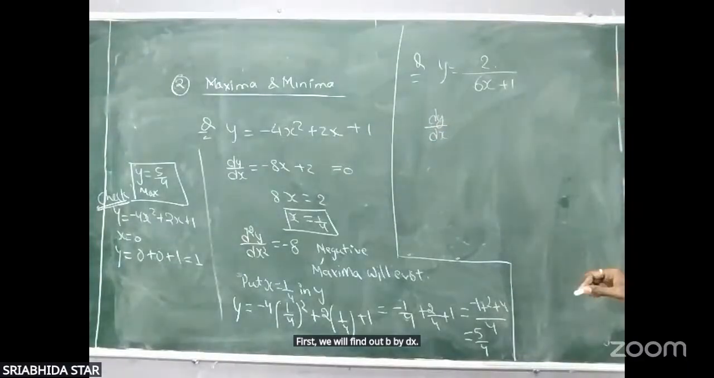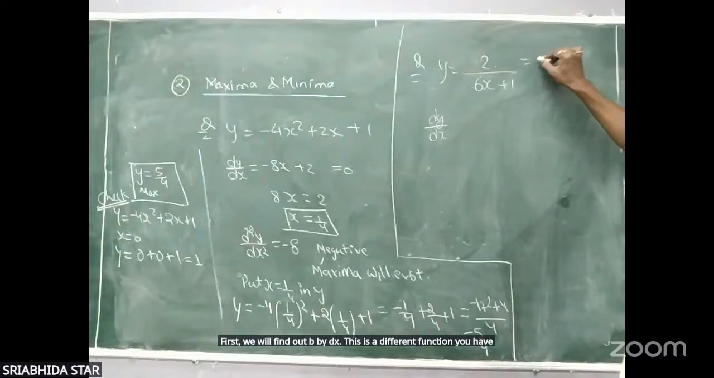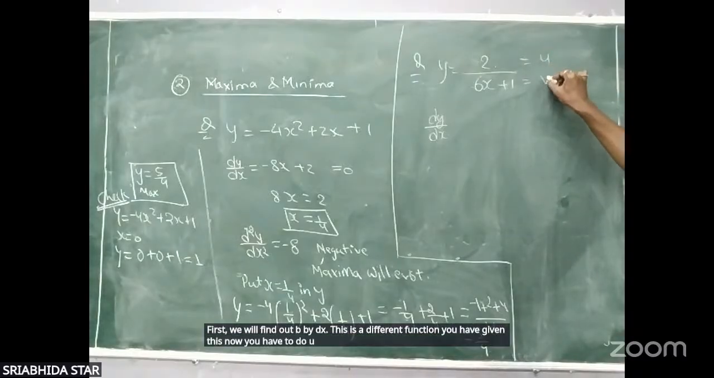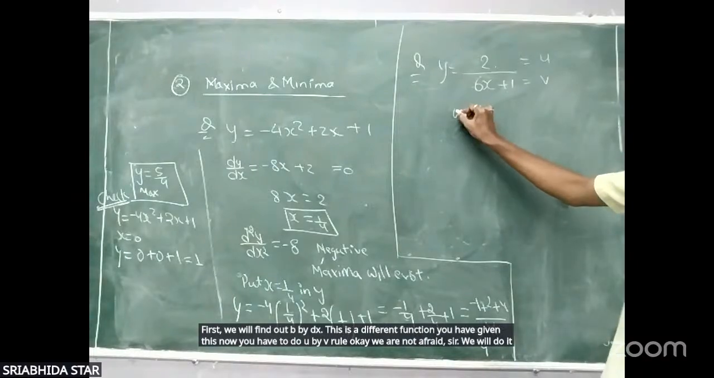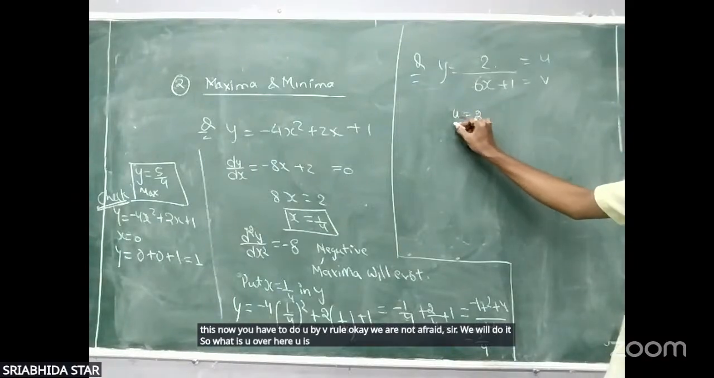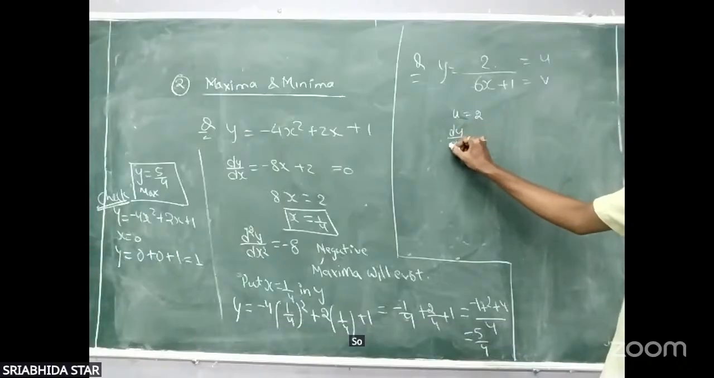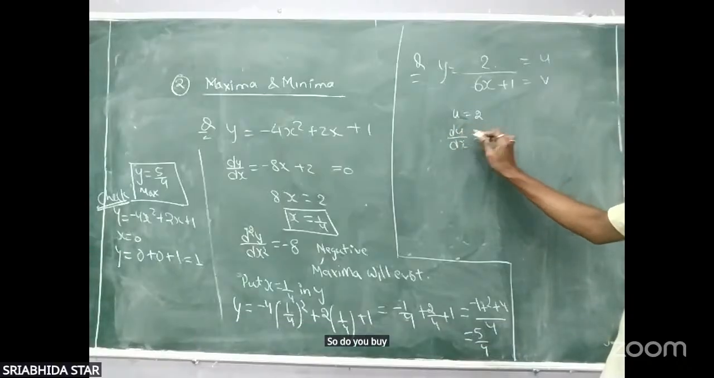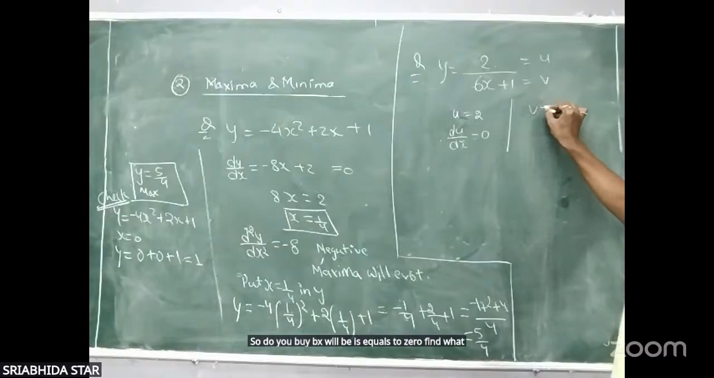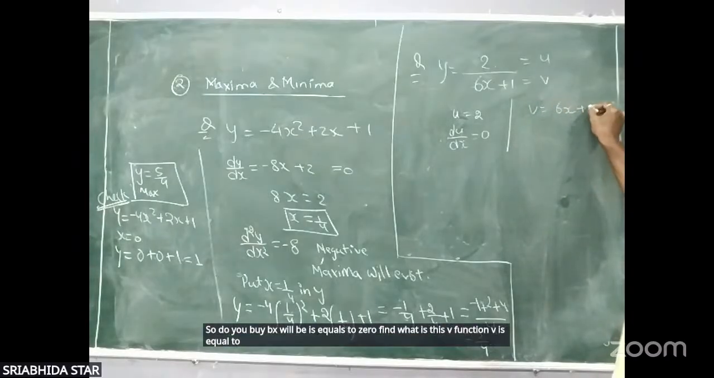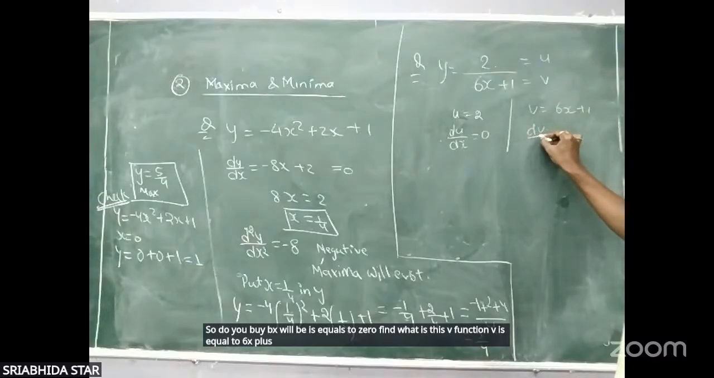Oh sir, this is a different function you have given now. You have to do the u by v rule. Okay, we are not afraid, sir. We will do it. So what is u over here? u is equal to 2. So du by dx will be equal to 0. Fine. What is this v function? v is equal to 6x plus 1. So what is dv by dx? It is equal to 6.